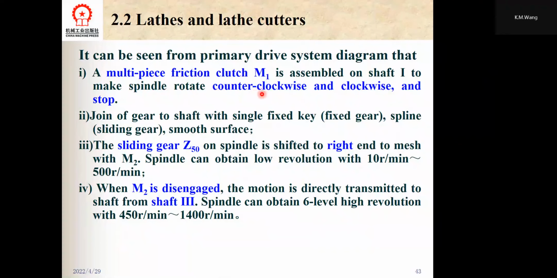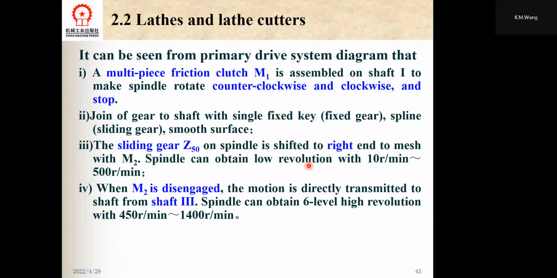The spindle of the cross one counterclockwise or clockwise or stop. And two, join a gear to the shaft with a single fixed key, the fixed gear or sliding gear. This is the joint of the shaft with a single fixed gear. And the sliding gear is shifted to the right and meshed with M2.